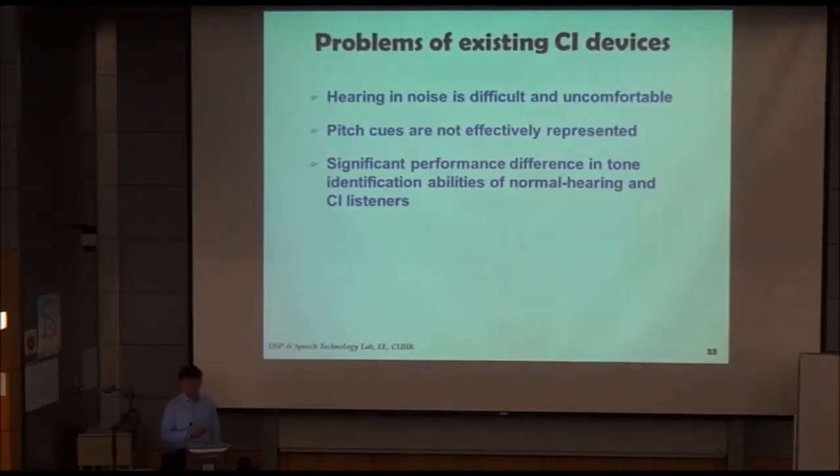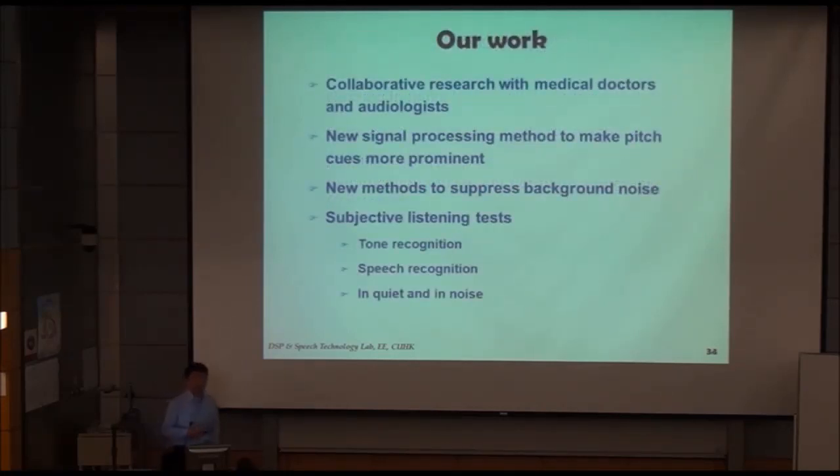Now, for the existing cochlear implant devices, a lot of people are using them now. But the major complaint is that the pitch, which is so important for tone languages, like in Cantonese, where we have 9 different tones, cannot be well represented in the cochlear implant. And then there is a significant performance difference for tone recognition between normal hearing and cochlear implant patients. So our work is a collaborative research with medical doctors and audiologists, and we develop new signal processing methods trying to make those pitch or tone related information much better represented in the cochlear implant.